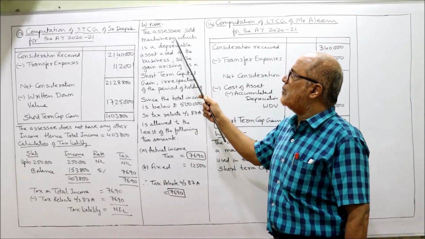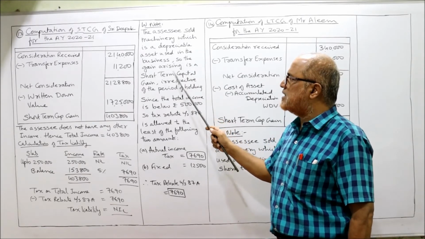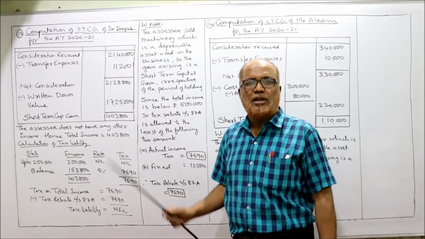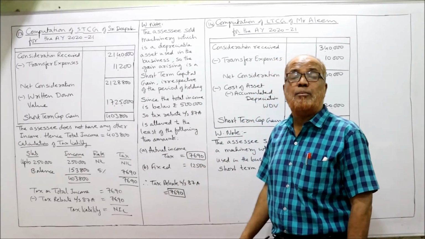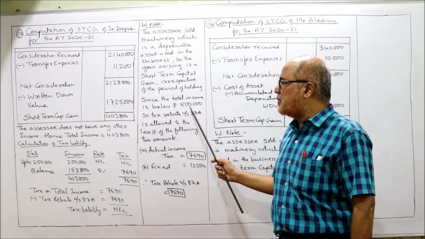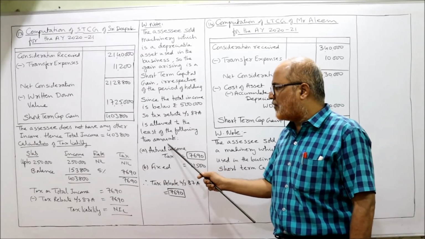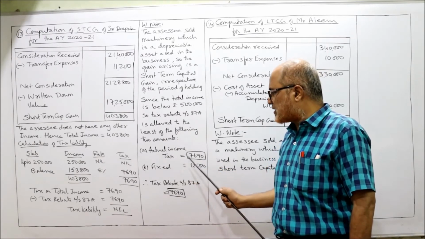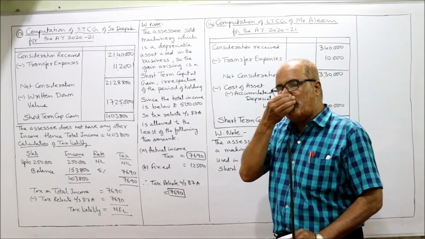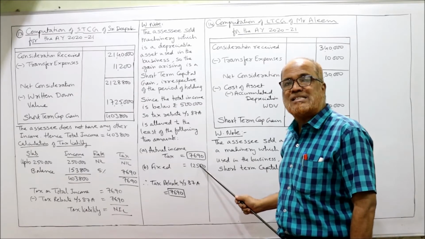The assessee sold machinery which is a depreciable asset used in business. So the gain arising is a short-term capital gain irrespective of the period of holding. Just now I told you, this is a very important provision of the Income Tax Act which you have to remember. Since the total income is below 5 lakh, tax rebate under section 87A is allowed to the least of the following two amounts: actual income tax 7,690 or the fixed amount 12,500 given by the Income Tax Act. Whichever is least is allowed as tax rebate.